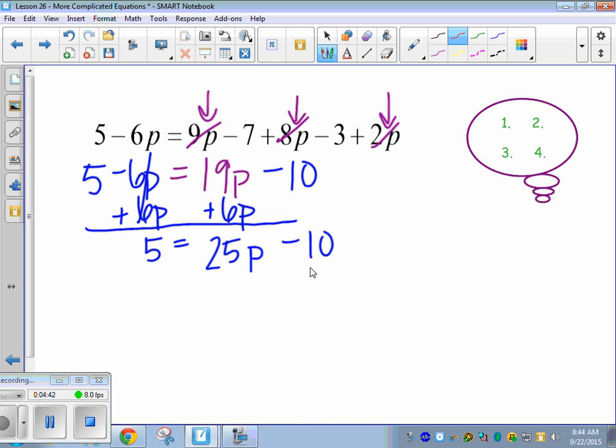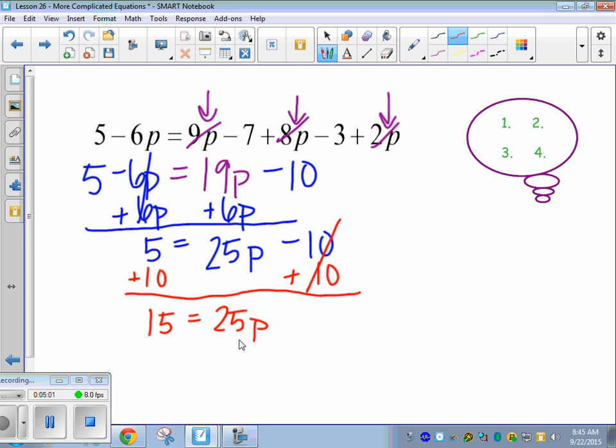Subtract -10. Well, yeah, technically subtracting -10 is right because that ends up being adding. But all right, so we want to add 10 because we want to get rid of just the constants on this side. We want our variables on one side, our constants on the other. So we're going to get 15 equals 25p.